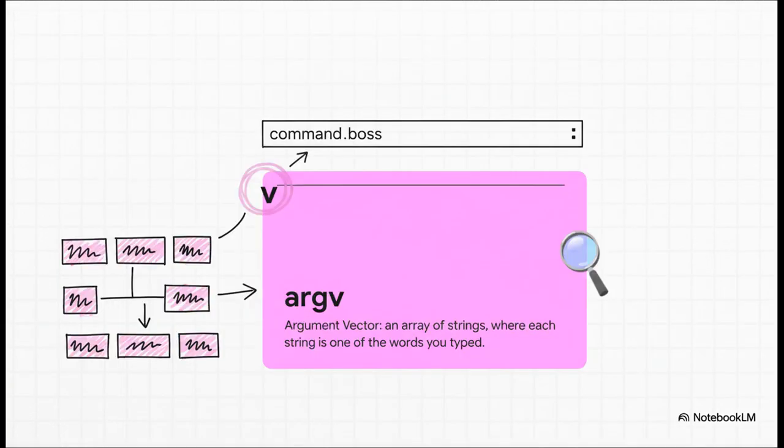All right, next we have argv. Now, that V stands for vector, but argument vector sounds a little intimidating, right? Don't worry about that. Just think of it as an array. That's all it is. So if argc is the count of things you typed, argv is the actual array that holds all those things as text. Each word you typed is stored as its own separate string inside this array.